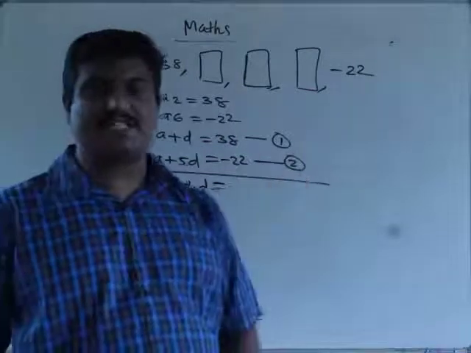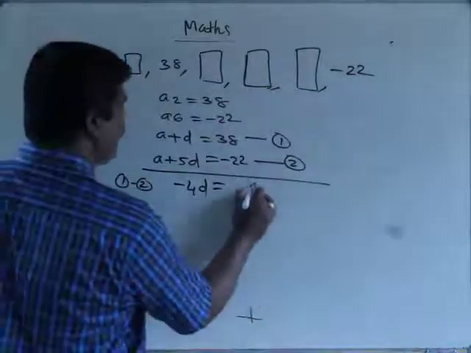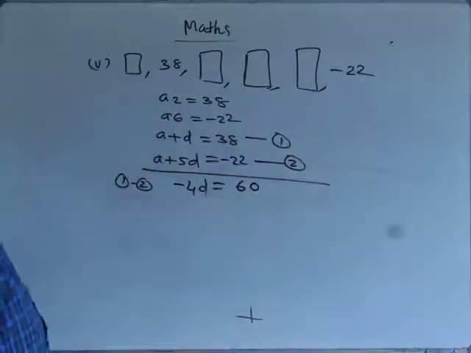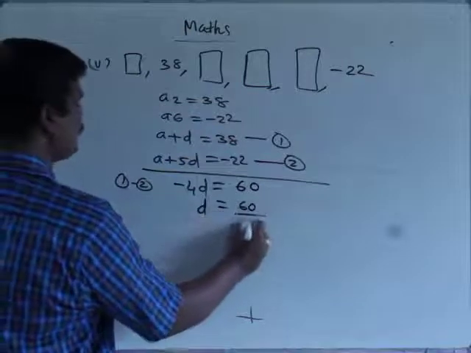What is minus minus? Minus minus is plus. That is 38 plus 22. 8 plus 2 is 10. Remainder 1. 3 plus 2 is 5, plus 1 is 6. The answer is 60. Then D is equal to 60 divided by minus 4.